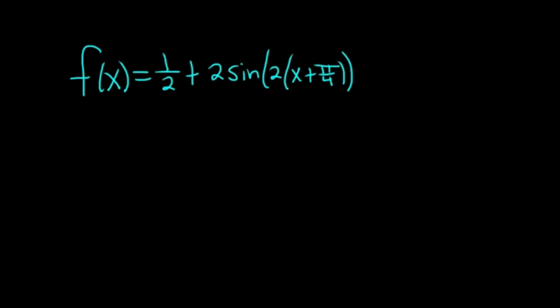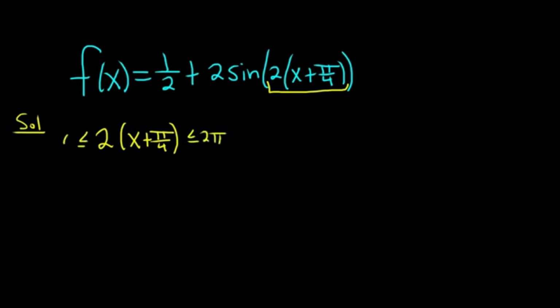Hi everyone, in this video I'm going to show you how to graph pretty much any sine function. So I've picked one that is not super easy, so let's see if we can graph it. So the first step when graphing one of these functions is you take whatever is here and set it between 0 and 2 pi. So step 1, take whatever is here, I underlined it in yellow, and set it between 0 and 2 pi. So here we have 2 pi, and then here we have 0.